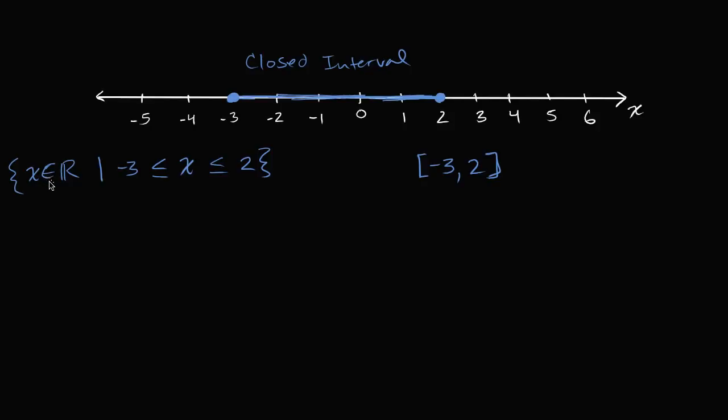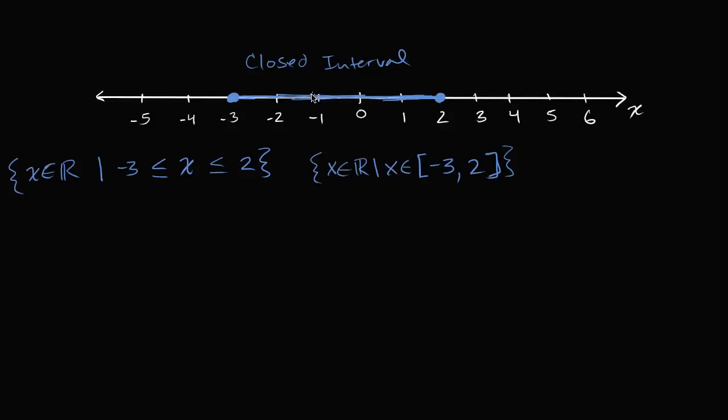I'm using the Greek letter epsilon right over here to say member of the real numbers such that, this vertical line here means such that, -3 is less than or equal to x is less than or equal to 2. I could also write it this way. I could write x is a member of the real numbers such that x is a member of this closed set. I'm including the endpoints here. So these are all different ways of denoting or depicting the same interval.